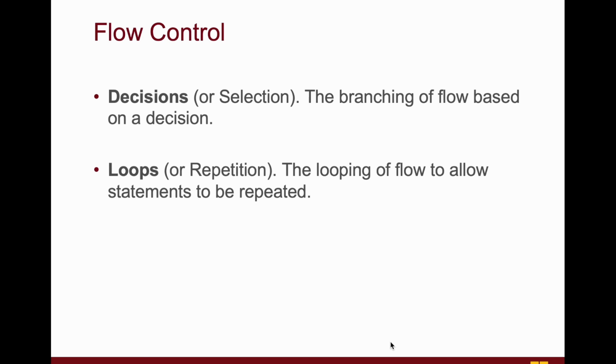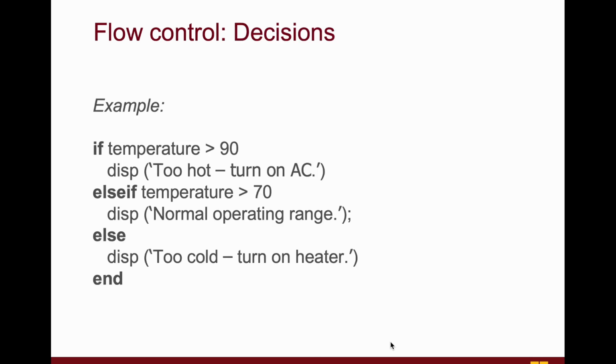Control contains mainly two types, decisions and loops. Decisions are also about selection, which is the branching of flow based on a decision. And loops are also repetition, which is the looping of flow to allow statements to be repeated. A decision example is like the following, which is a very simple temperature decision, if-else statement.